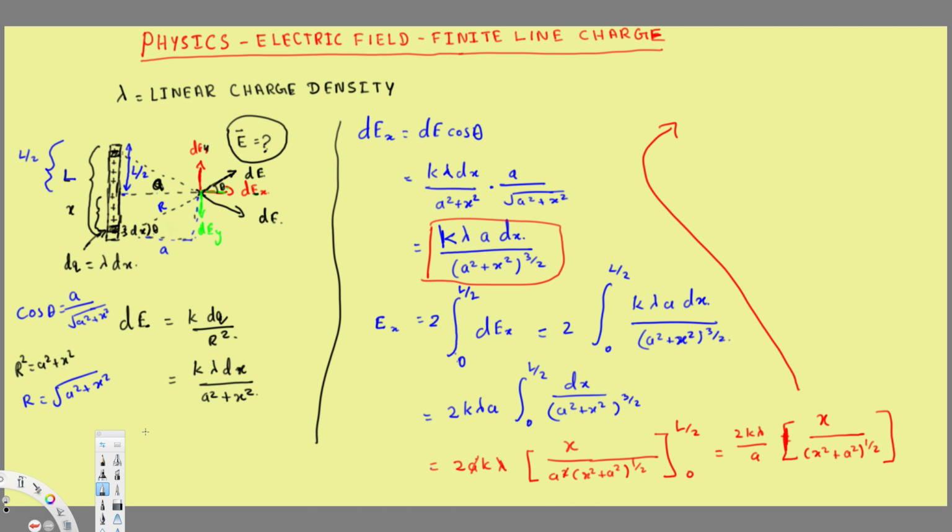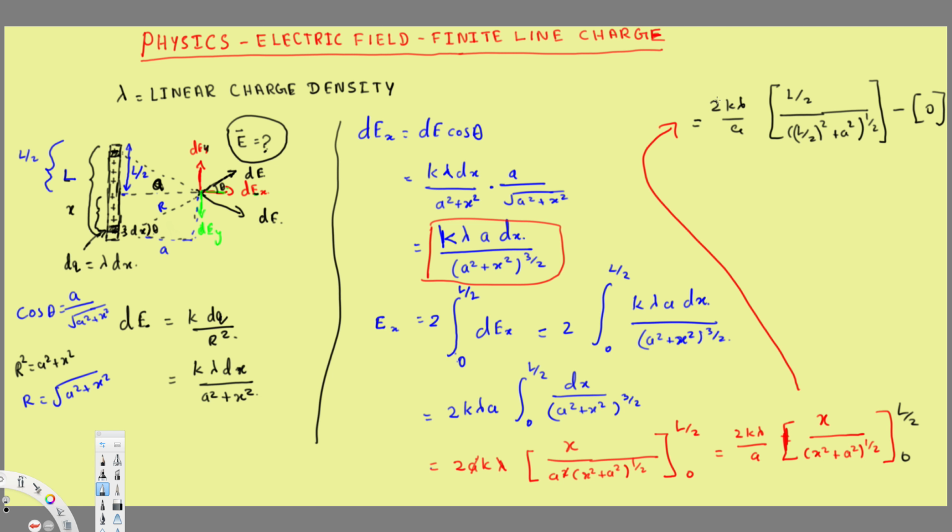So this is what we have right now, from 0 to L by 2. We can simply substitute the L by 2 for the x value and 0 for the x value. If I substitute 0, that's going to be 0. So first let's substitute the L by 2. So this is going to be 2k lambda over a. For x, I'm substituting L by 2, over ((L by 2) square plus a square) power half. And then if I substitute 0, this whole thing will become 0, so that doesn't make any difference.